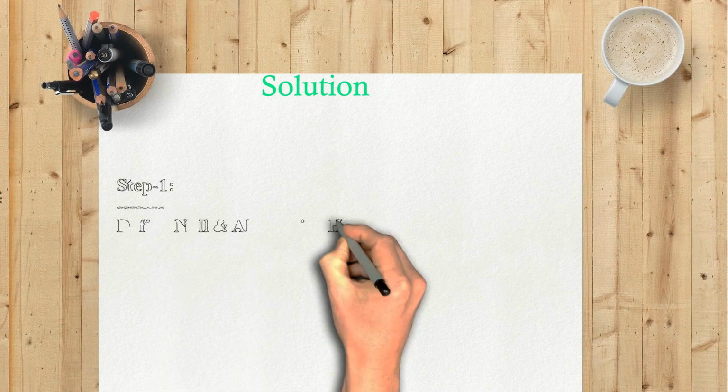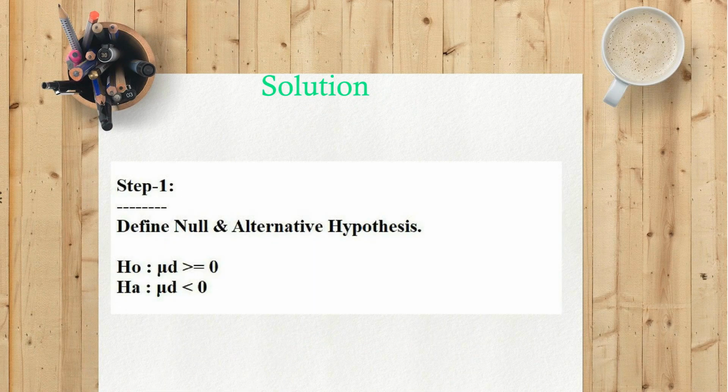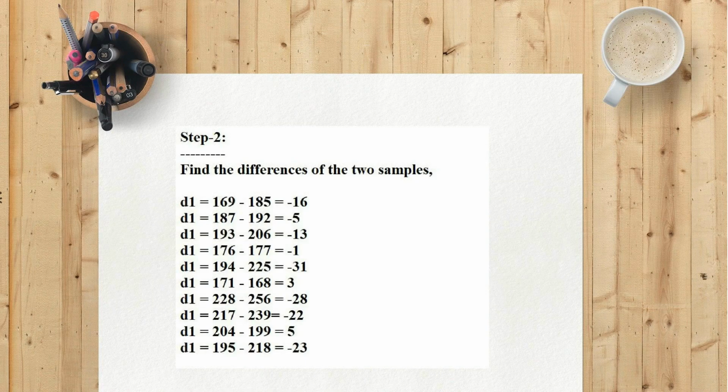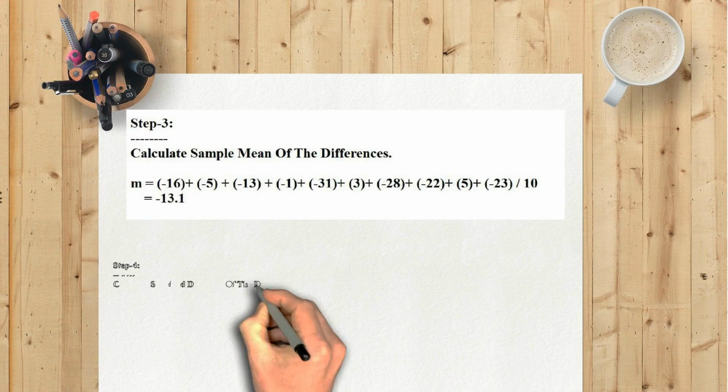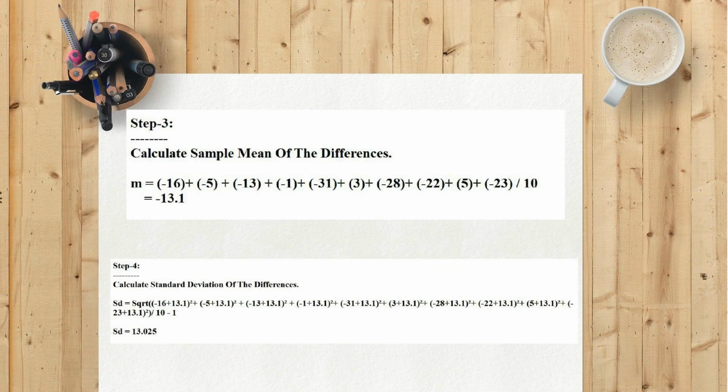Solution. Step 1. Define null and alternative hypothesis. H0: mu d greater than or equal to 0. HA: mu d less than 0. Step 2. Find the differences of the two samples. Step 3. Calculate the sample mean of the differences. Step 4. Calculate the standard deviation of the differences.